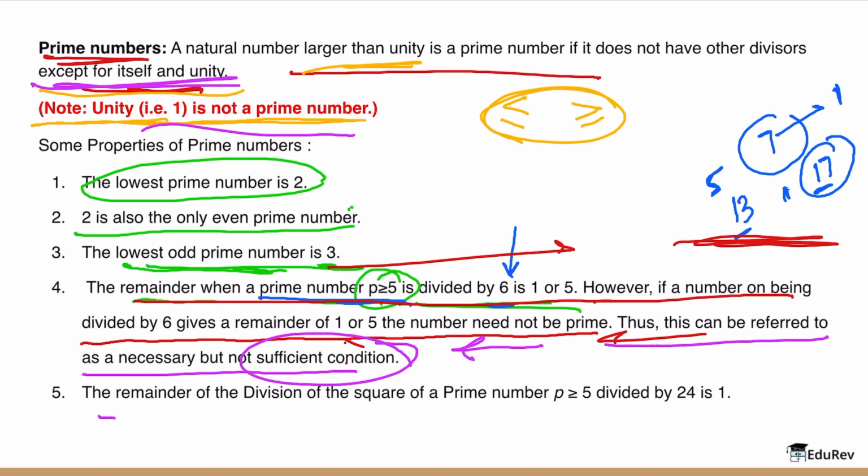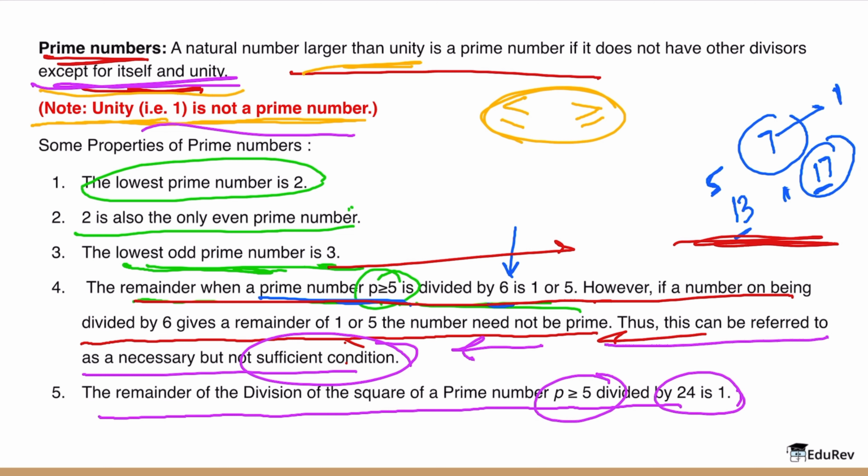Next is the remainder of the division of the square of a prime number which is greater than 5, divided by 24, is 1. What it's trying to say is that if there is any prime number which is squared and divided by 24, then the remainder of that division is 1. For example, there is any prime number p, and I take p to be greater than or equal to 5, right?